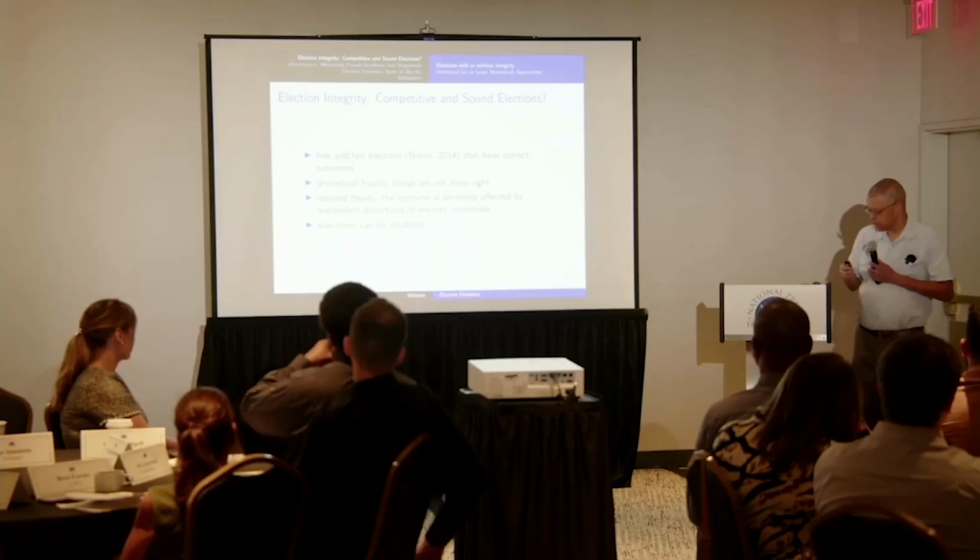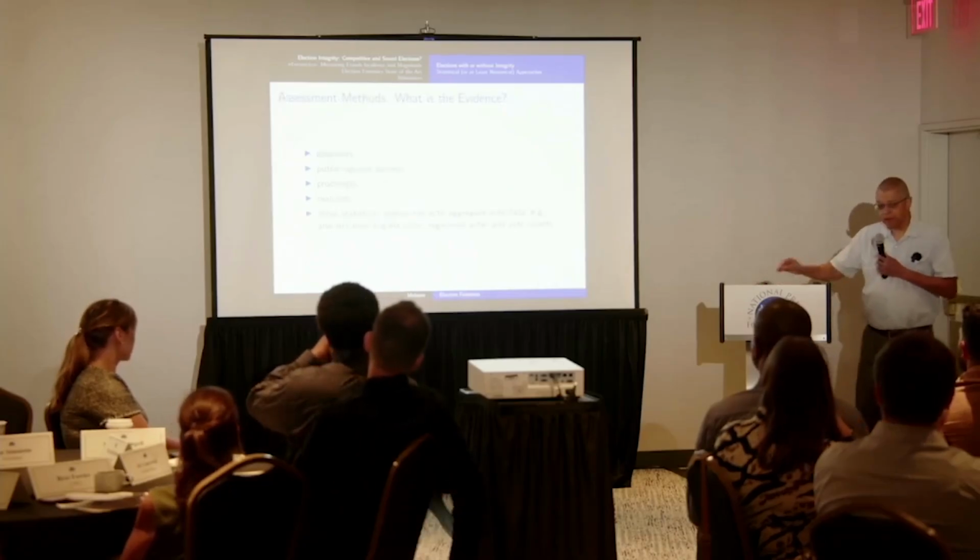You can also have accidents that cause elections to go wrong. And part of the diagnosis you want to do statistically and otherwise is try to see whether something that happened is due to incompetence as opposed to malice. All right. So how do you get evidence about this?